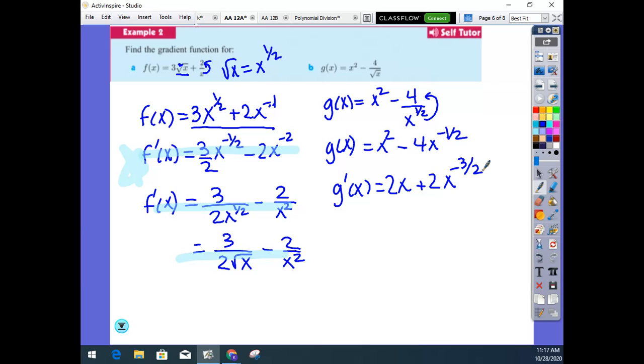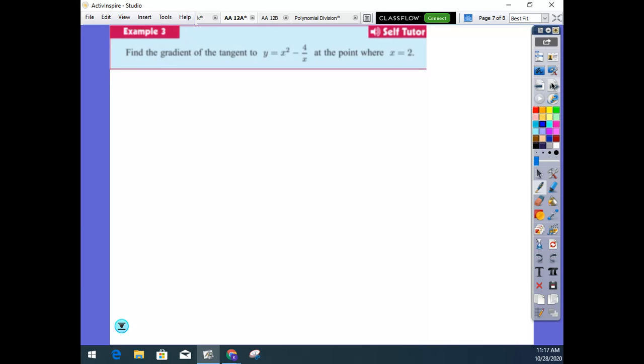If you want to move that back down, you can. Either way is fine.